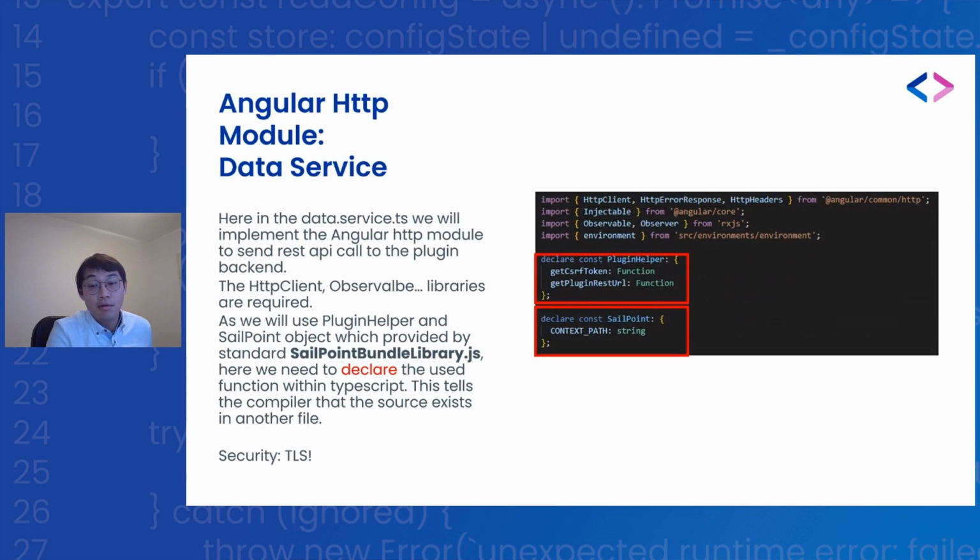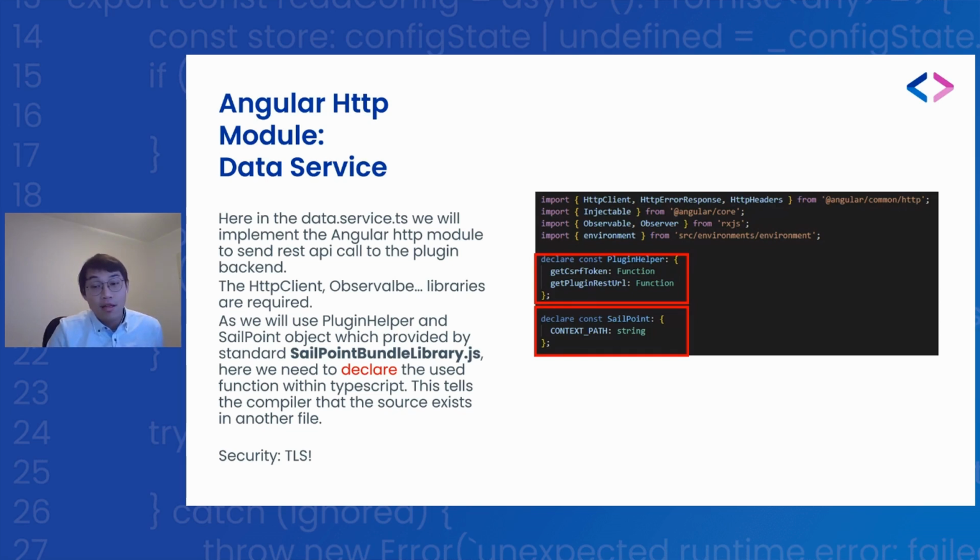Within SailPoint plugin development, PluginHelper is a commonly used object to retrieve essential information such as URL and CSRF token. The PluginHelper and SailPoint objects, per my understanding, are defined in the SailPoint bundle library.js. Within TypeScript, in order to use those objects, we need to declare the used functions. This tells the compiler that the source exists in another file.